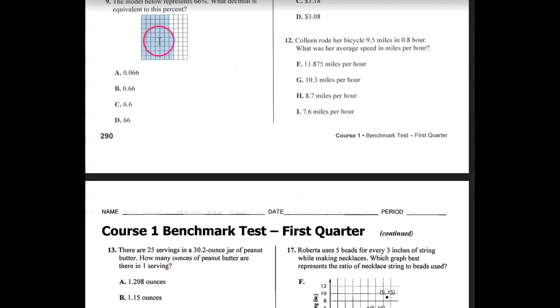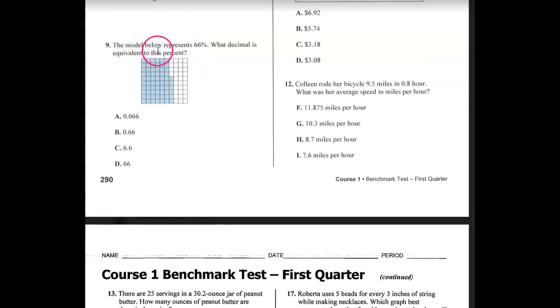All right, I skipped 9, but I'll talk about it very briefly. It says the model below represents 66%. What decimal is equivalent to this percent? You can actually ignore this model because if you can remember how to turn this into a decimal by going to the left, you'll have your answer. So which one of these would be going to the left twice? Remember, your decimal on a number that doesn't already have a decimal in it is after your number, right? So it'd be 66 point. So then move it to the left 2 times to get your answer.